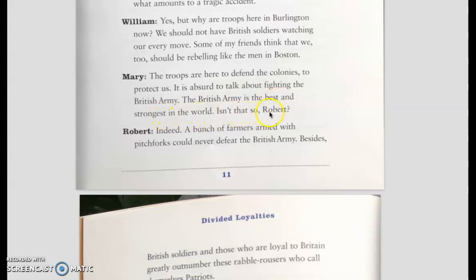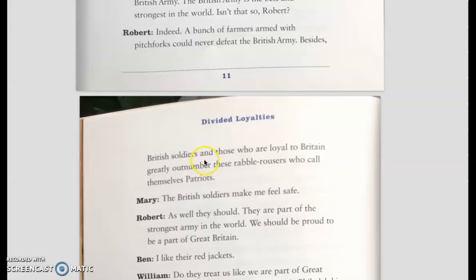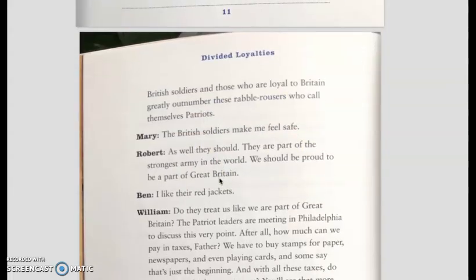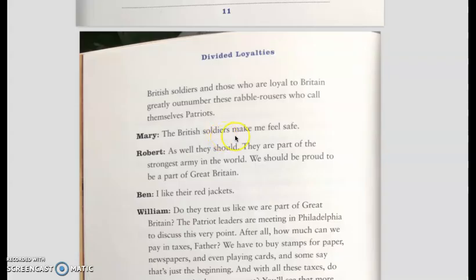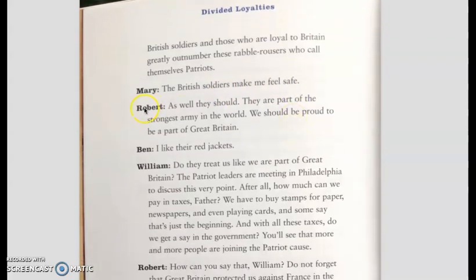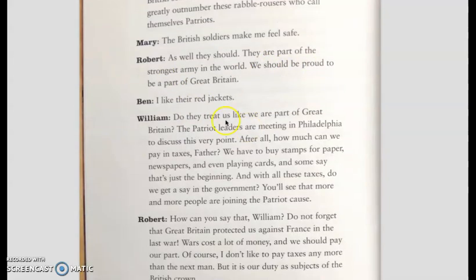Isn't that so, Robert? Robert. Indeed, a bunch of farmers armed with pitchforks could never defeat the British Army. Besides, British soldiers and those who are loyal to Britain greatly outnumber these rabble-rousers who call themselves patriots. Mary. The British soldiers make me feel safe. Robert. As well they should. They are part of the strongest army in the world. We should be proud to be a part of Great Britain. Ben. I like their red jackets.